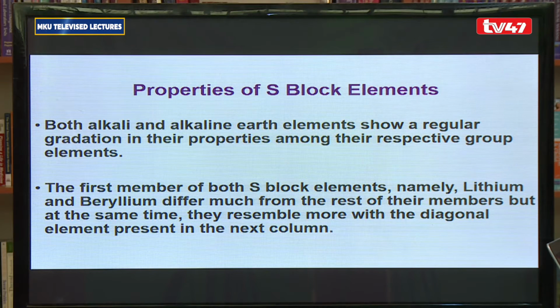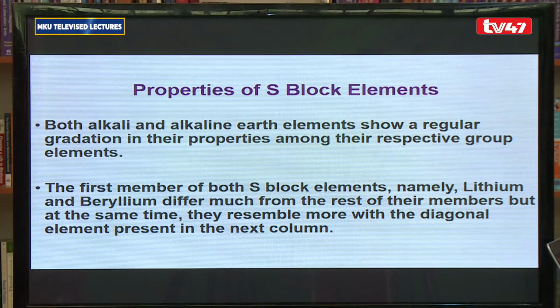So you'll find that the first element of every group, be it group 1, group 2, group 3, group 4, always shows anomalous behavior from the heavier congeners. So lithium and beryllium do not show similar properties, or they differ a bit from the other s block elements in terms of their behavior.